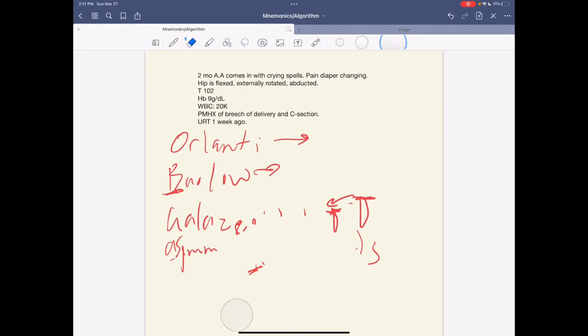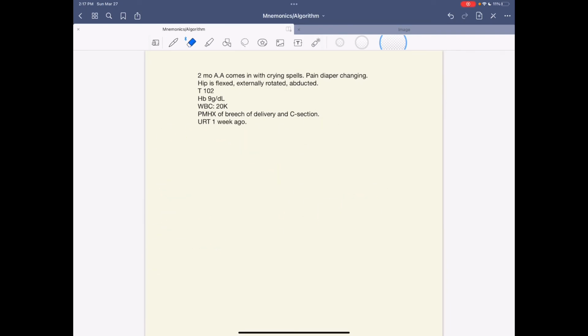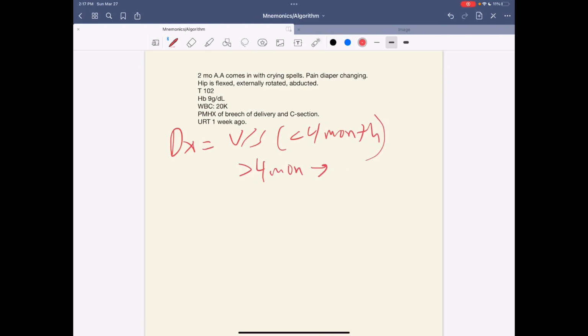Okay, so what do you do here for developmental hip dysplasia? Well, here is pretty cool because you make the diagnosis by ultrasound, and this is the preferred diagnostic step and the best test to do under 4 months. All right, you do an ultrasound under 4 months of age. After 4 months, you want to do an X-ray.